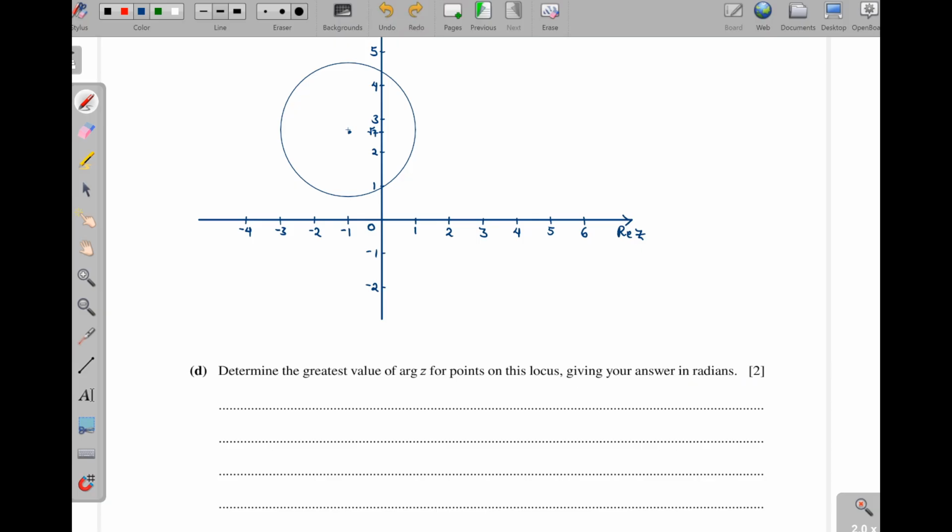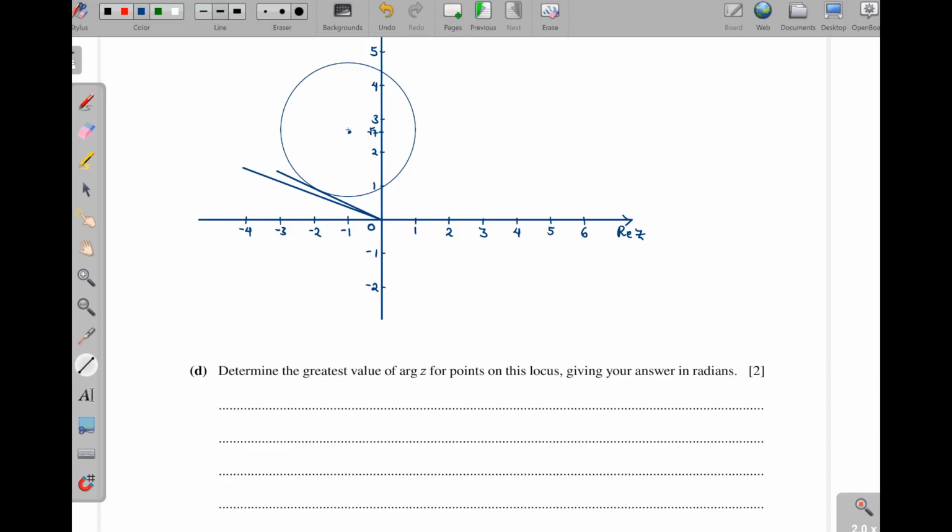Now, radians, I mean, this is argument of z. So we are supposed to draw lines from the center here to this circle. So you keep on drawing. They are saying greatest.